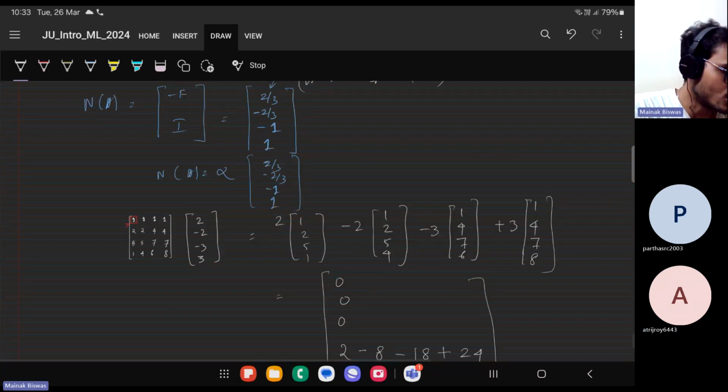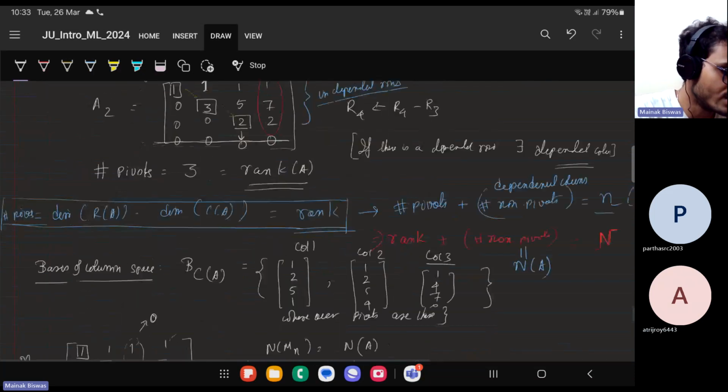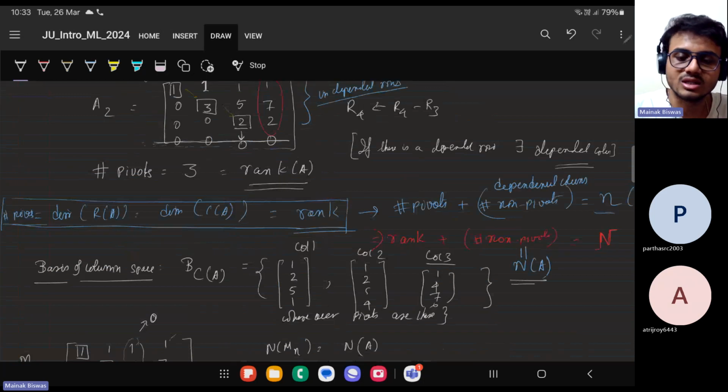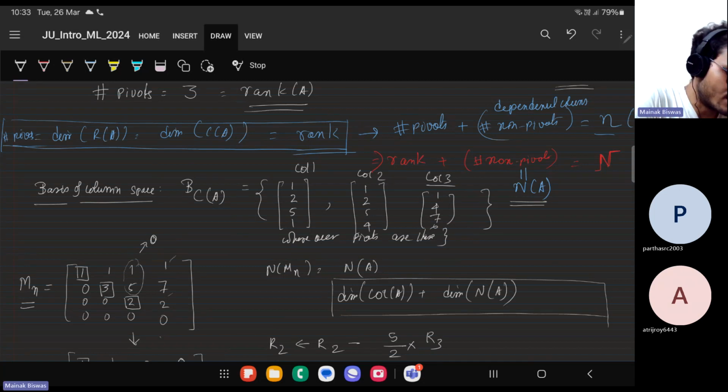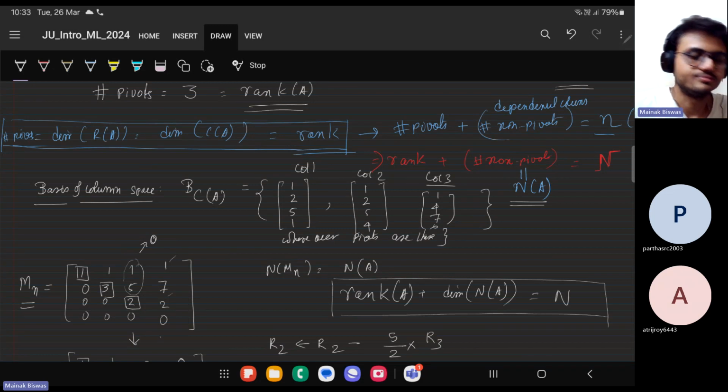Let me just finish the proof of this. So the number of non-pivots, the number of dependent columns, is equal to the dimension of null space. I'll show you why. Therefore the theorem is: dimension of column space of A, or rather rank of A, plus dimension of null space of A is equal to n, right? Now you ask the question that you were asking.